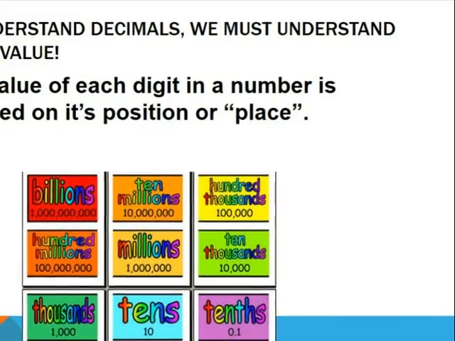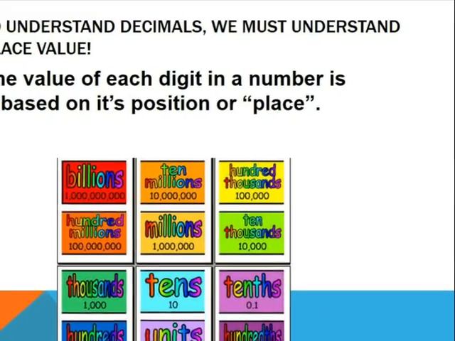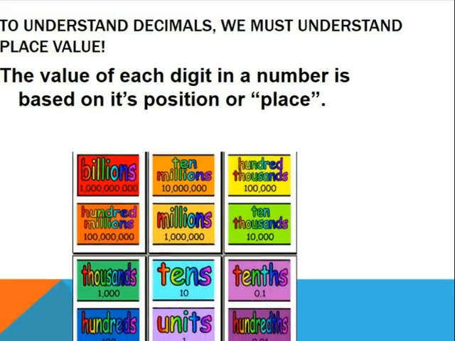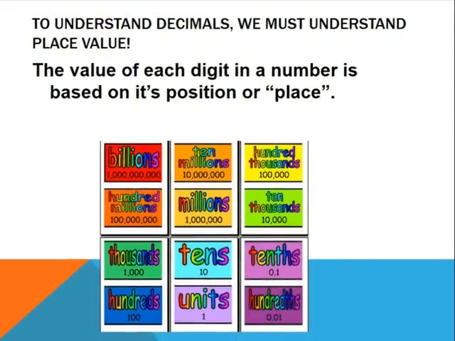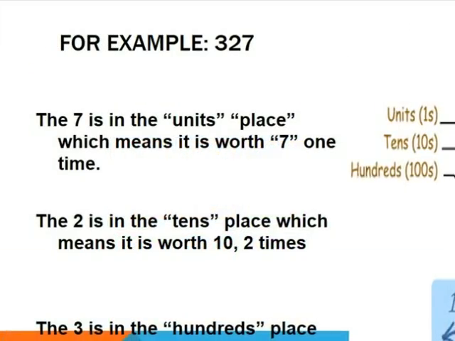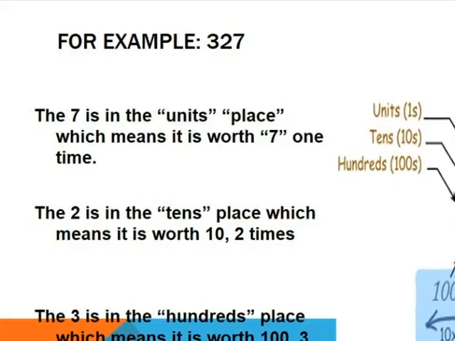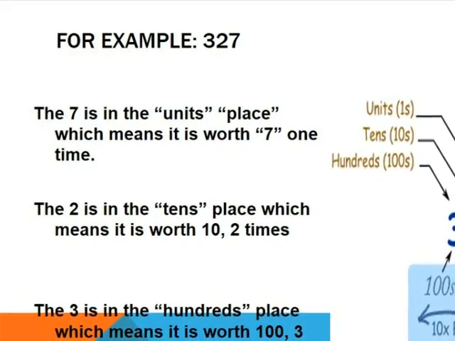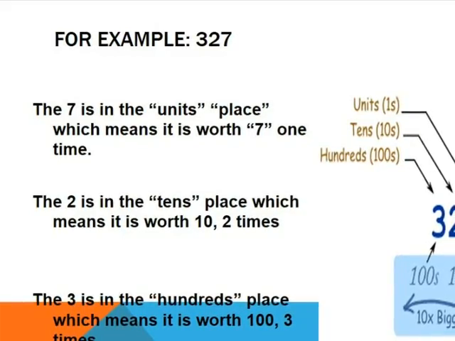To understand decimals, we must first understand place value. The value of each digit in a number is based on its position or place. Let's look at the number 327. In this number, there is a 7 in the ones place, which means it is worth 7 one time.